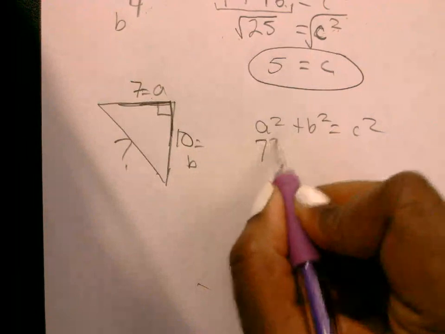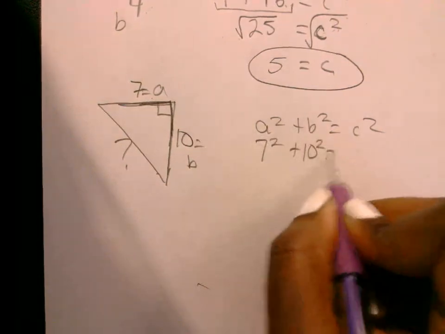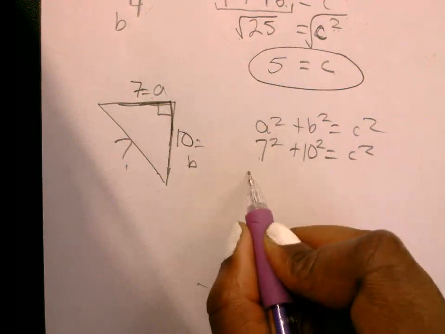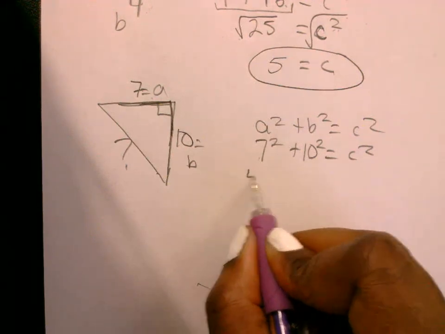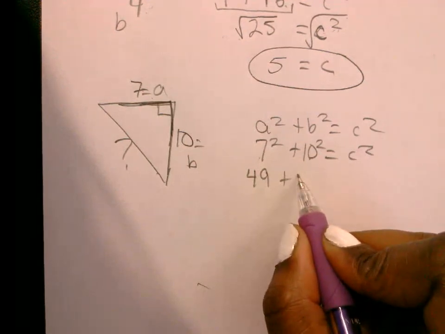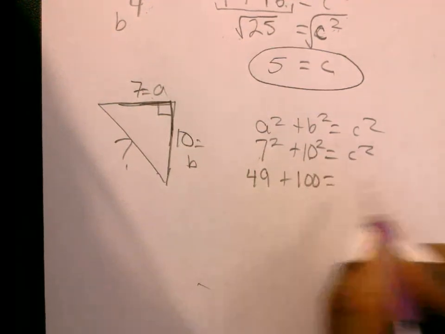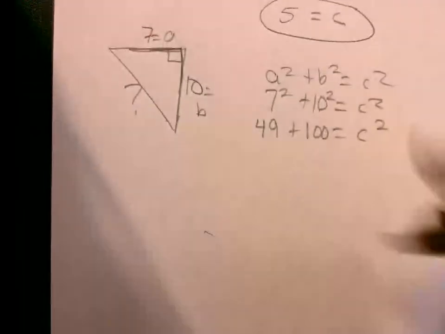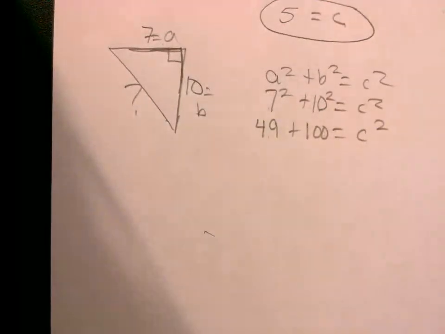So we've got 7 squared plus 10 squared equals c squared. What's 7 squared? 49. What is 10 squared? 100. Okay, so this gives me c squared. What's 49 plus 100? 149. Very good.